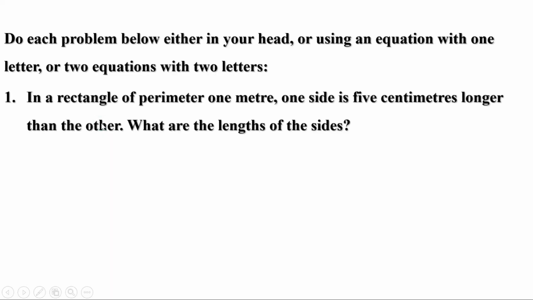Do each problem below either in your head or using an equation with one letter or two equations with two letters. In a rectangle of perimeter 1 meter, one side is 5 centimeters longer than the other. What are the lengths of the sides? Some of these problems can be done in all the three ways.